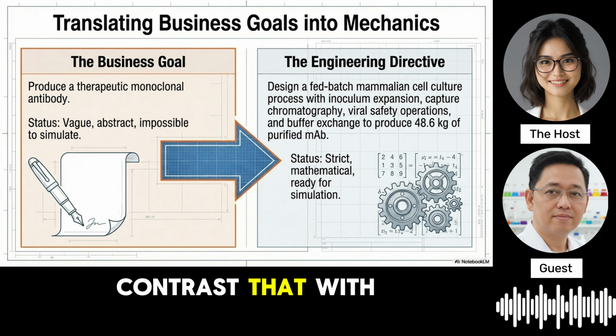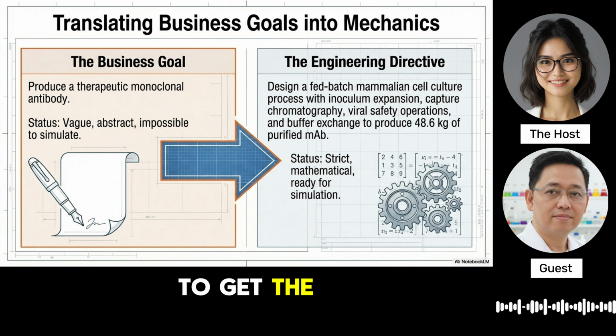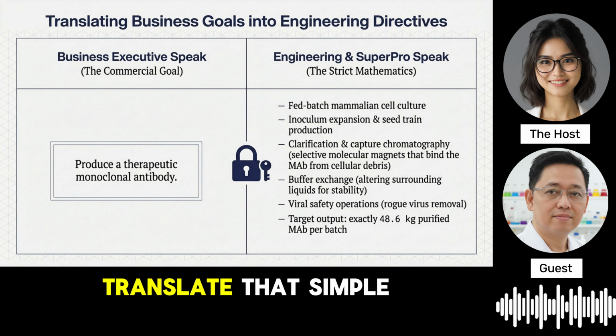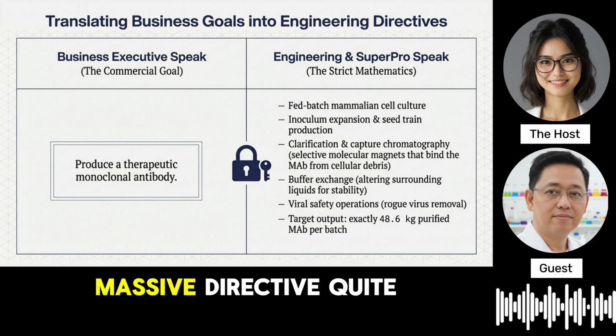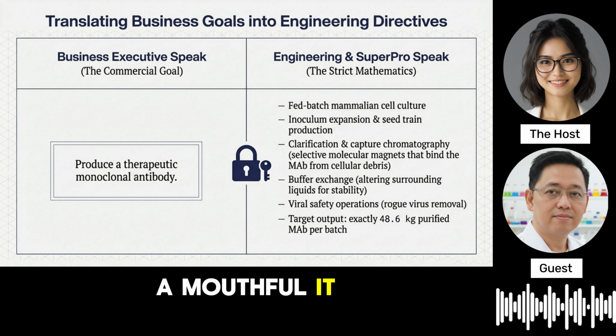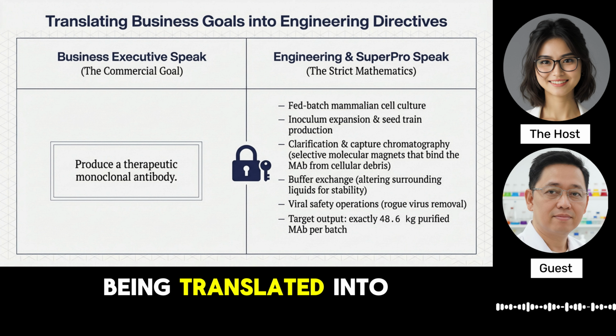Right. Contrast that with the engineering design statement. To get the software to work, engineers have to translate that simple sentence into this massive directive. Quite a mouthful. It is. It reads, design a fed batch mammalian cell culture process with inoculum expansion, seed train, production bioreactor, clarification, capture chromatography, intermediate purification, viral safety operations, buffer exchange, and bulk storage, capable of producing about 48.6 kilograms of purified mAb per batch. That is the sound of biology being translated into mathematics.